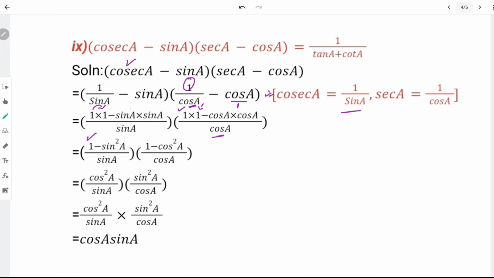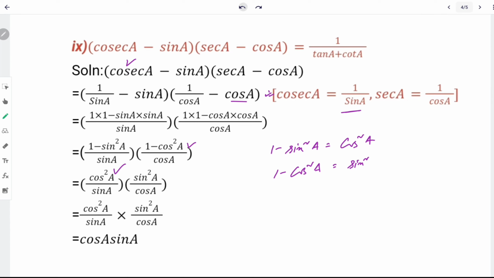So once we're done with that, let's start multiplying. 1 1s are 1. Sin a into sin a, sin square a. Same thing for the other side too, right? Again 1 1s are 1, then cos a into cos a, we're going to get cos square a. Of course, the sign is minus here, right? So we already know 1 minus sin square a gives us what? The formula is cos square a. Right, so I've written here, and same thing again. 1 minus cos square a gives us sin square a. So I've written it down here, right?